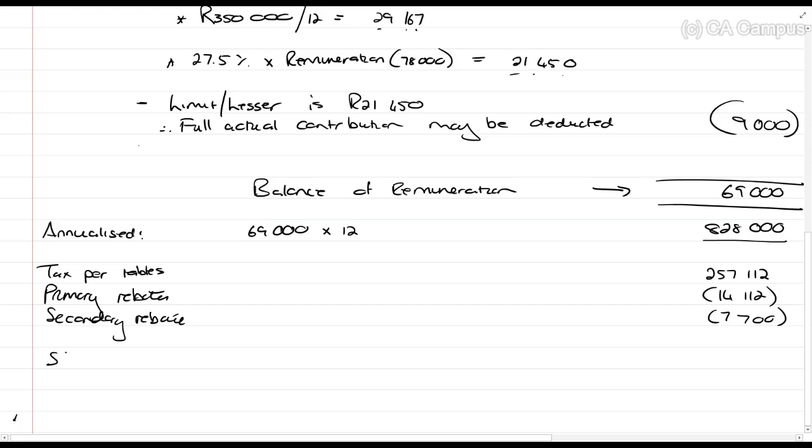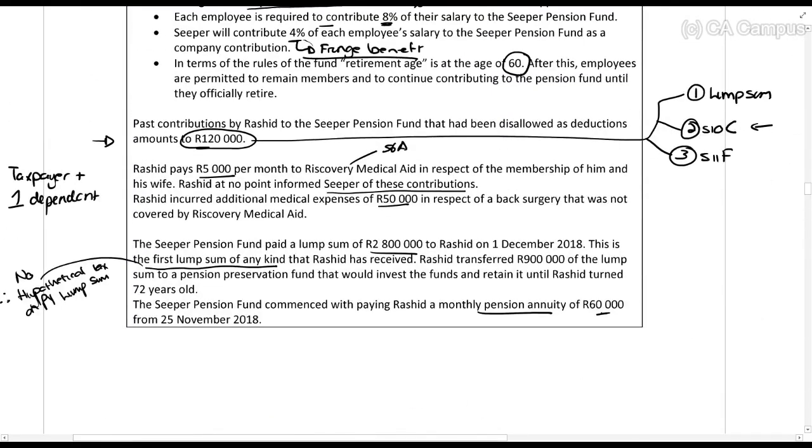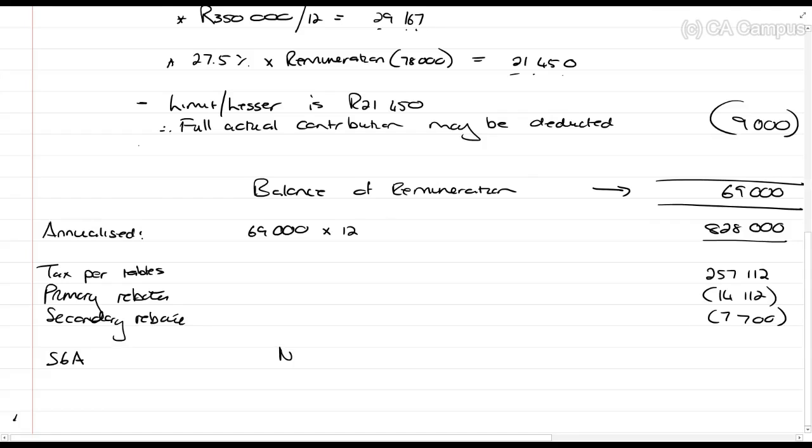Right. Section 6A can be claimed if the employer made a contribution or if the employee informed the employer of that. They tell you specifically in this question that he repays it, and he did not inform them of it. Right. So, did not inform employer. So you can't claim it.